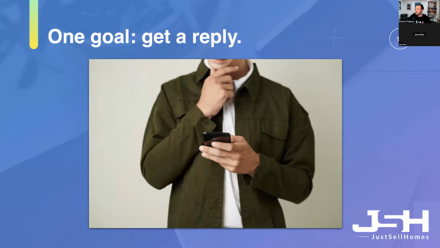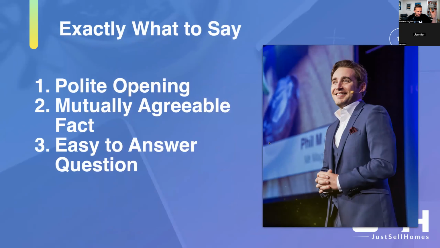And your one goal in this initial stage is just to get a reply. That's all we're trying to get right now, is to get them to respond to you, because then you can start a conversation with them. So when you're thinking of what you're sending out, ask: is this something that we can get them to reply to? And this is from Phil Jones, who's one of the best sales trainers out there. He wrote the book Exactly What to Say, and even has a version called Exactly What to Say for Real Estate Agents.